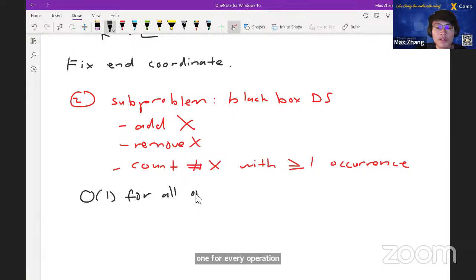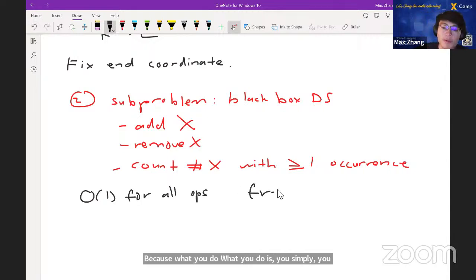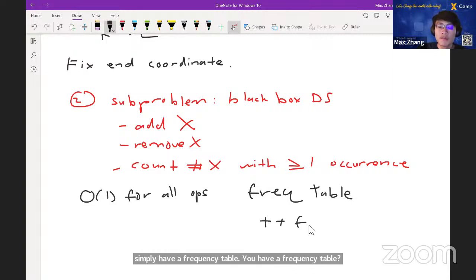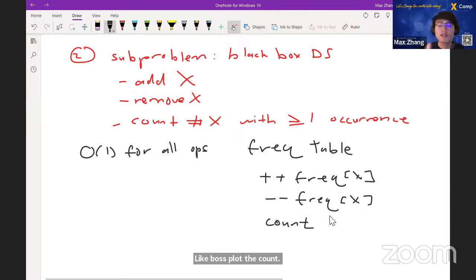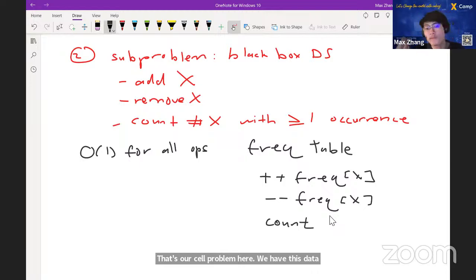Because what you do is you simply have a frequency table. When you add or remove an element x, you plus or minus the frequency of x. Then when it goes to 1 or drops to 0, you add 1 or subtract 1 from your count. So you also keep track of the count. So that's our subproblem here. We have this data structure that's able to, as a black box, add elements, remove elements, and count the number of x with at least one occurrence.